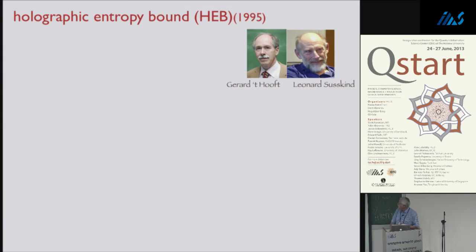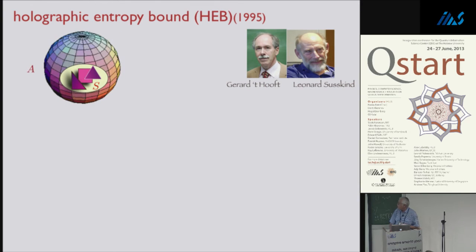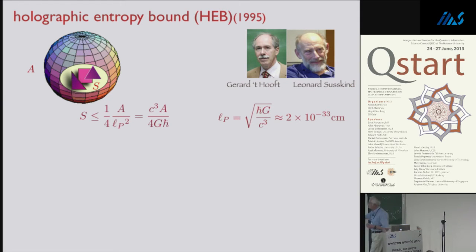These two gentlemen produced what is called the holographic entropy bound, which says the following. If you have a system with some entropy S which happens to fit inside a surface with area A, it doesn't have to be spherical, but some area A, then it is claimed that the entropy of that system is bounded by this quantity, which is basically the entropy of a black hole whose horizon area happens to be the area of this surface, right? And it's written out explicitly here with the help of the formula for the Planck length.